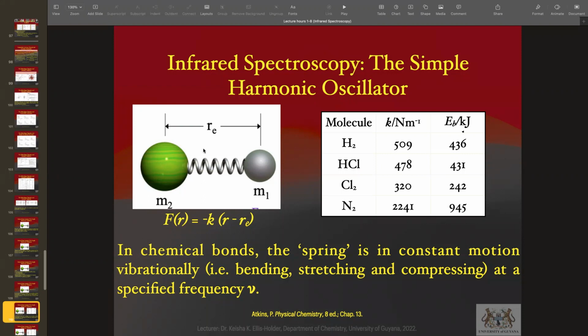Then essentially what we can do is apply that to our molecules, and we can see that diatomic molecules such as hydrogen, hydrochloric acid, chlorine, and nitrogen have force constants such as is displayed here. So we have a hydrogen molecule that has a force constant of 509 newtons per meter. Hydrochloric acid, 478 newtons per meter. Chlorine, 320 newtons per meter. And nitrogen, 2241. So look at that. As we're going along here, we're seeing that all of these are in the 10 to the second power range. And then when we get to here, we've gone up by an order of magnitude. Of course, the corresponding energy is showing as well.